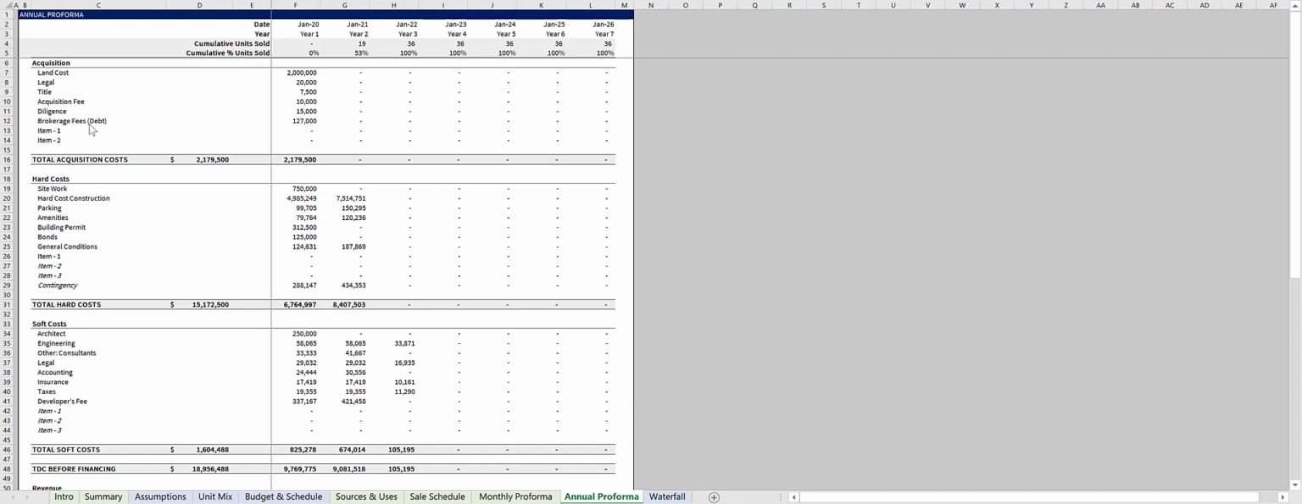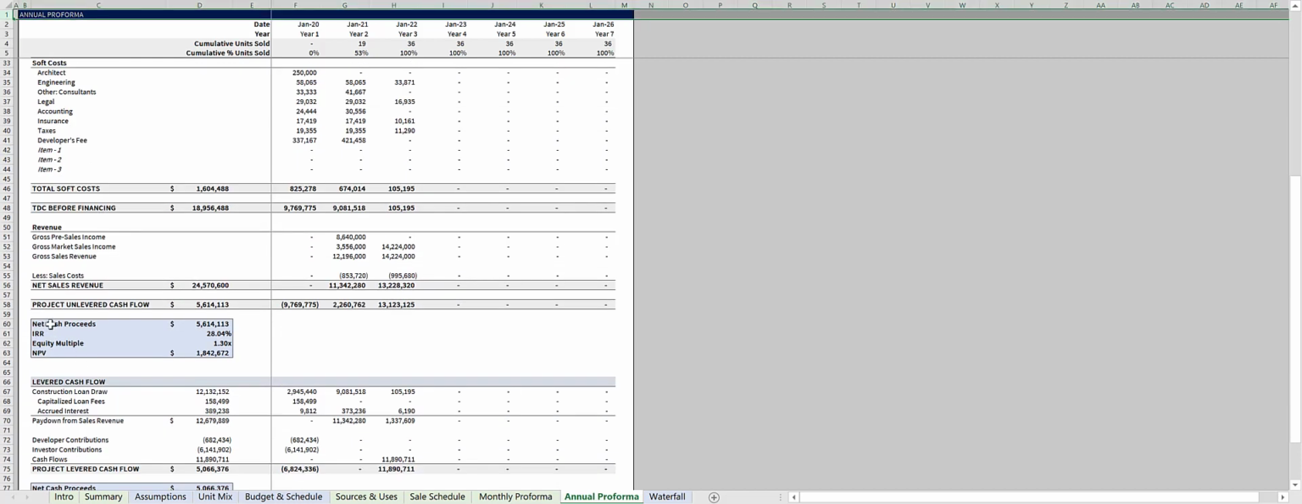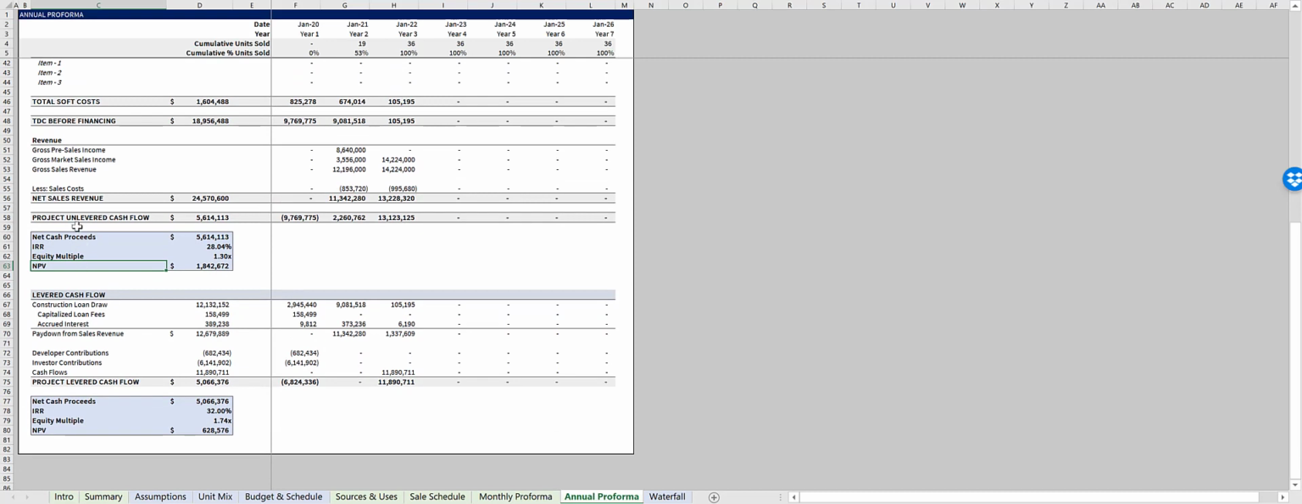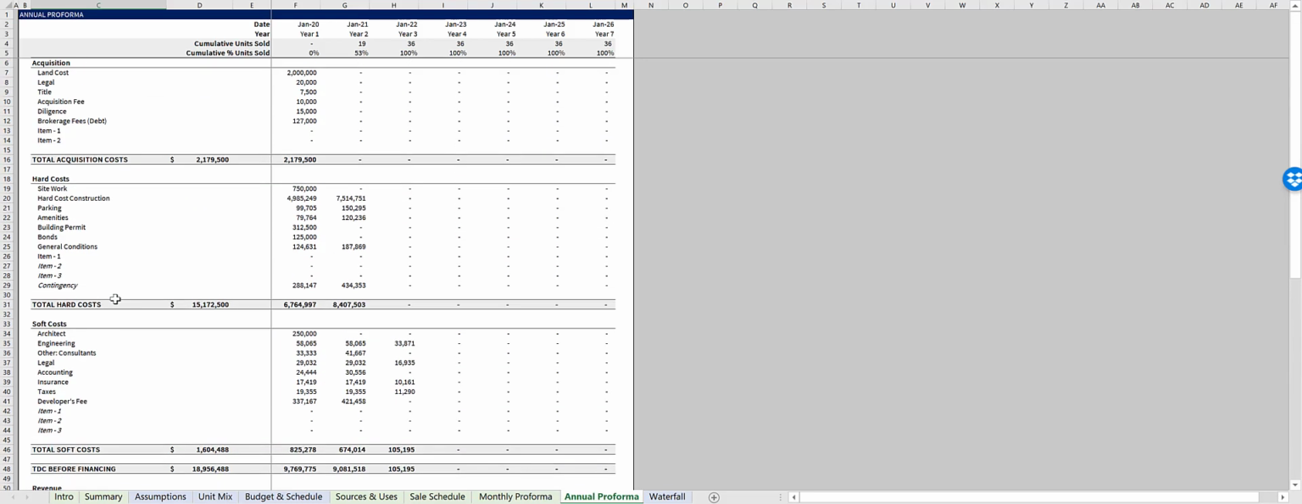As I mentioned, the monthly tab is rolled up into an annual pro forma statement. We find it easiest to review the deal in the annual pro forma tab. This tab outlines both unlevered and levered returns, including the net cash proceeds, the project level IRR, the equity multiple, and the NPV. Here, here, here, and here respectively, for both unlevered and levered cash flows. Since this is a condominium development model, we've only built it out for 7 years, as most for-sale projects take far less time than that.